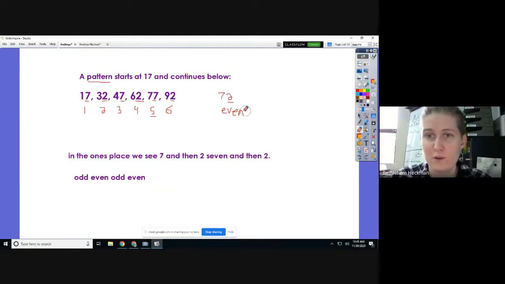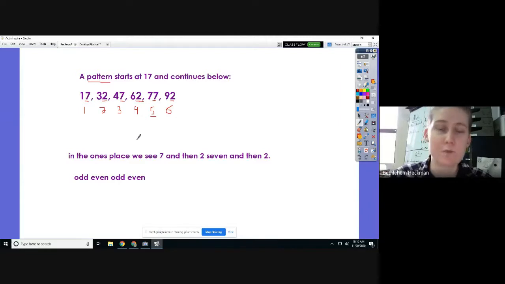Okay, let's do one more thing. We've noticed two parts of the pattern. One is that it follows an odd, even pattern, and one is that it follows a 7, 2, 7, 2 in the ones place. The other thing we can do is decide, okay, what in the world is the rule? Because just saying 7, 2, 7, 2 doesn't help me know what goes in the tens place. So what rule is this following?